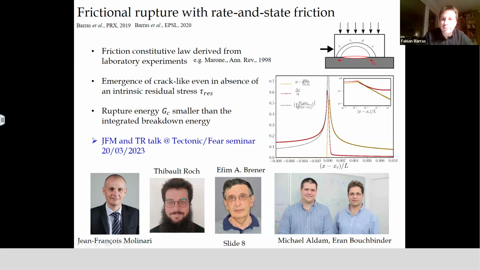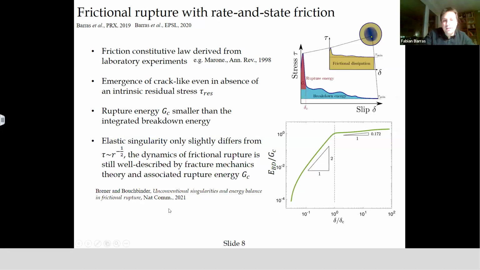What I want to show here is that this fracture energy is also smaller than the breakdown energy. These two differences that we observe, a smaller fracture energy than the breakdown energy and some non-constant residual stress, indicate some deviation from what the theory of linear elastic fracture mechanics imposes as an assumption. And there was an important follow-up work done by Efim and Eran, summarized in this paper, showing that indeed there is a slight divergence between the frictional rupture that we simulated with rate and state friction and dynamic fracture theory. But if this difference is subtle, you can still well approximate the dynamics of the rupture by mapping it directly to a dynamic fracture process.